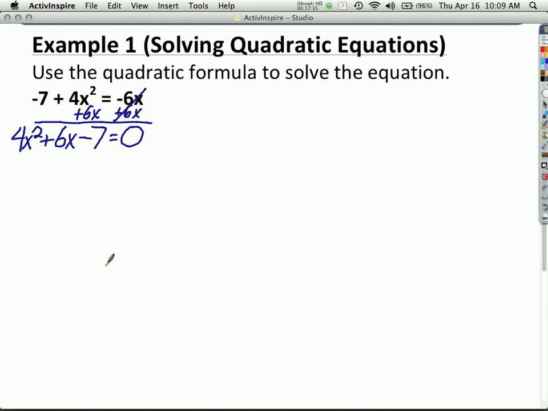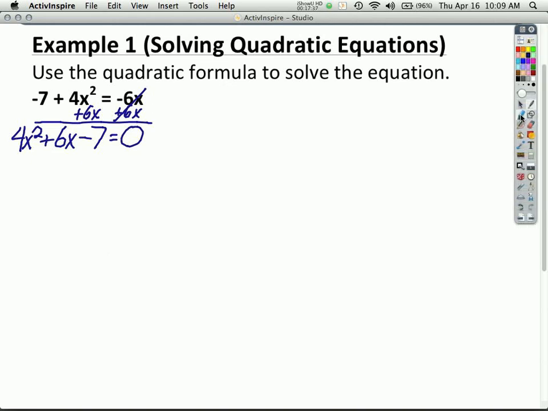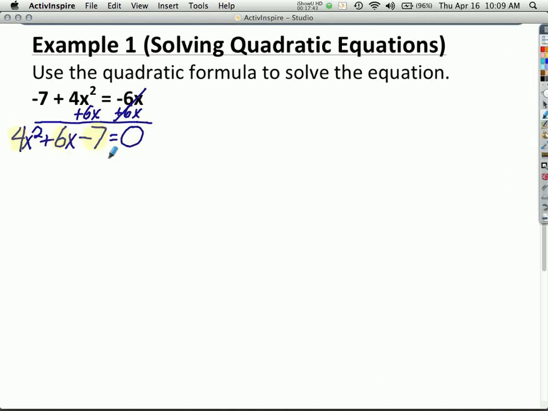Now we can see what A, B, and C are. A is 4, B is positive 6, and C is negative 7. We need those three values and the formula, and we can find the solutions of this quadratic. Remember, the solutions are the x-intercepts. These are the locations where the graph crosses the x-axis. So without having to graph, we can actually find the solutions.